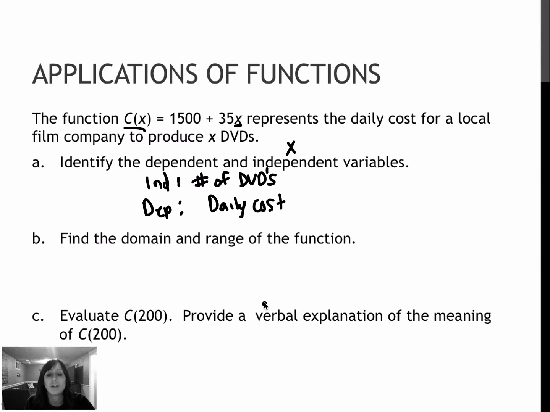The domain and range of the function. So we've talked about domain and range, but now this is a story problem, so things are a bit more complicated. So if I just looked at the function and said, what's the domain? I would say, well, I could plug in anything I wanted for X. But remember that this is not just any old function. We're talking about the number of DVDs this company produces. So for the domain, it wouldn't make sense for the domain to be a negative value.